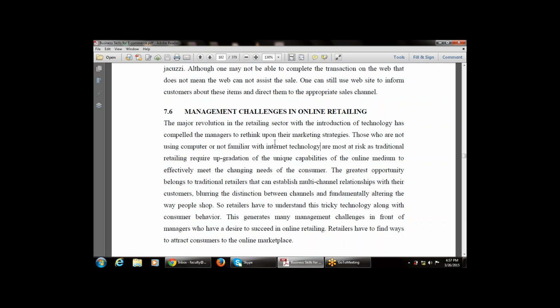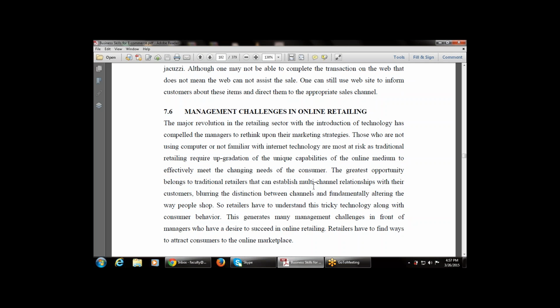Those who need to connect to the computer, that is also taken care of by the various technologies. So those who are not aware of or not using computers or not familiar with internet technology are most at risk. Traditional retailing requires upgradation of the unique capabilities of the online medium to effectively meet the changing needs of the customer.